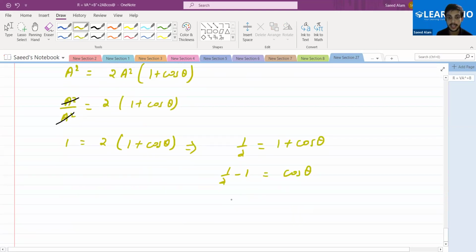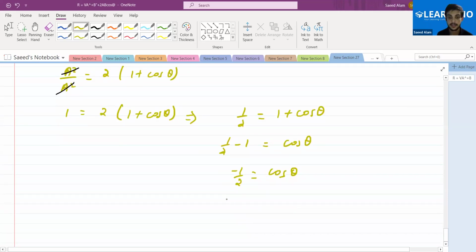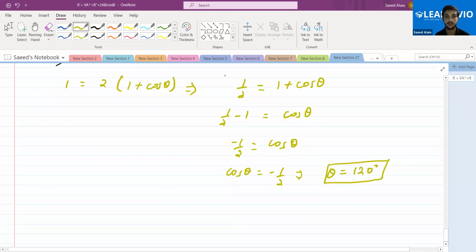Yes. Will I get minus 1 by 2 on this side and cos theta on this side? Yes. Will I get cos theta equals minus 1 by 2? Yes. What is theta? 120 degree. 120 degree. And this is something which I can now imagine.